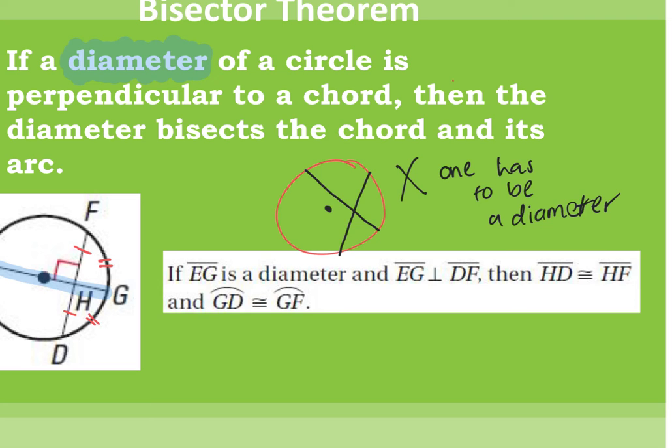Yes, Christian. I'm just making sure. Yep. Chords can be diameters, right? Chords can be diameters. But not all diameters are chords. Wait, no. Chords can be diameters. All diameters are chords. Yes. Yeah, Emma?